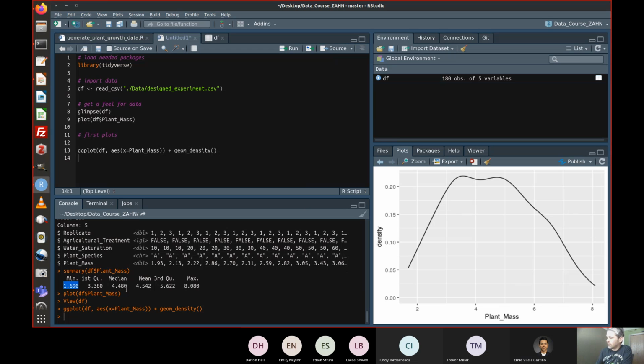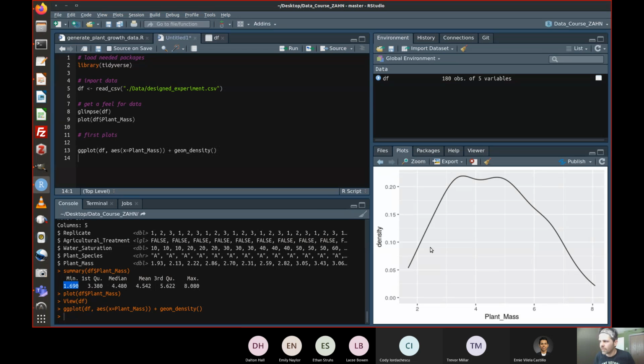There's our minimum, 1.69. That looks about right. 1.69 should fall about right there. Our max is 8.08. Yep, there's our max. The median, 4.5-ish. So right about here. So there's our median. Our mean is right about the same. Okay. So this is just showing us what we call our distribution.